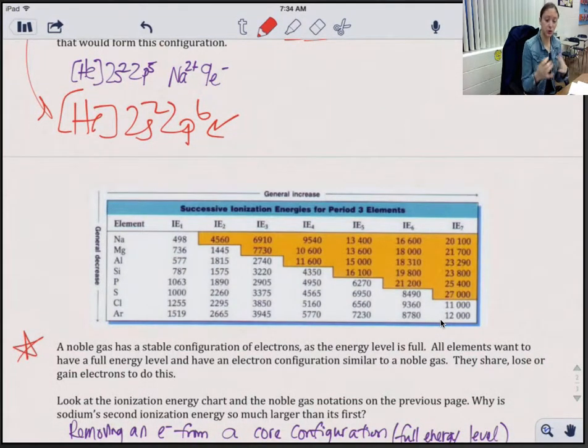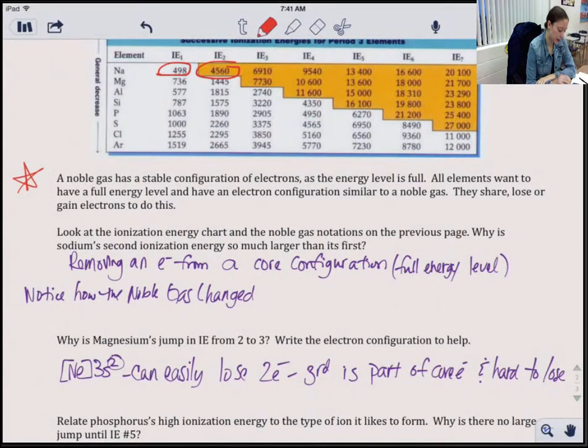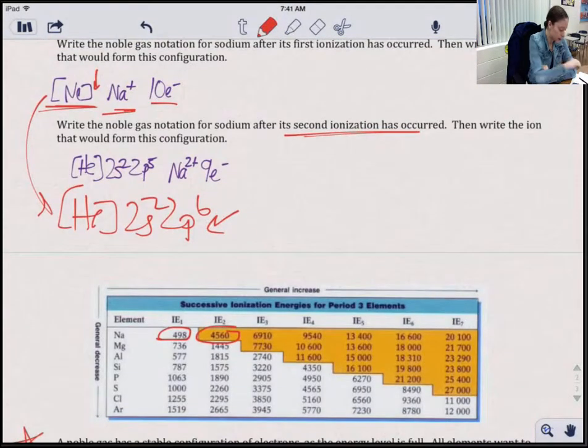Right now we ask, why doesn't sodium lose 2? Well, we see the second ionization energy for sodium is huge, or at least it's big compared to the first ionization energy, the IE. It jumps from 498 for the first electron to 4,500 for the second one. If you look at the ionization energy chart and the noble gas notations on the previous page, why is sodium's second ionization energy so much larger? If we look at the second ionization energy, that would mean you are taking one from its core electrons, which is part of neon.